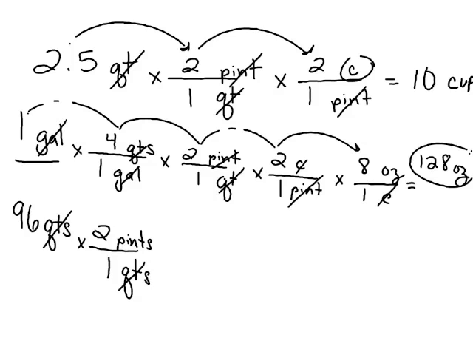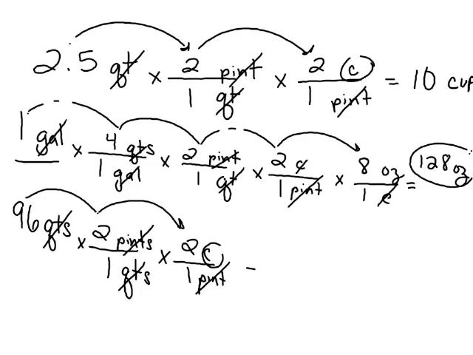Quarts cancel. And then where do I go next? Pints to cups. They're asking me to solve for cups. So how many cups in a pint? 2 cups on top is equal to 1 pint. Okay, then pints cancel. I'm left with cups. Here we go. 96 times 2 times 2. How many cups? 384 cups of soup? That's a lot of soup.